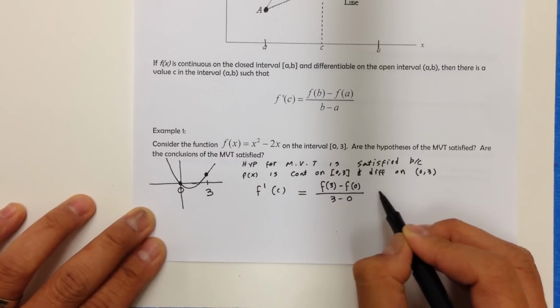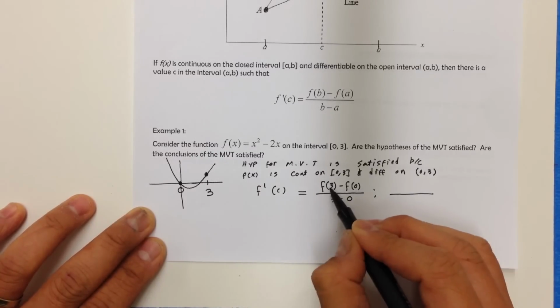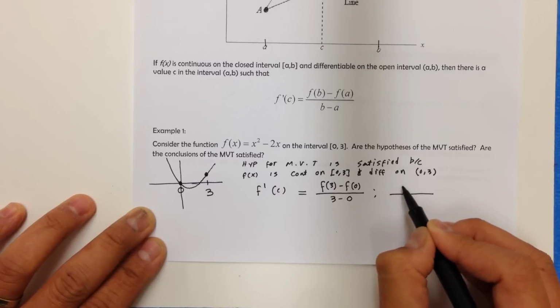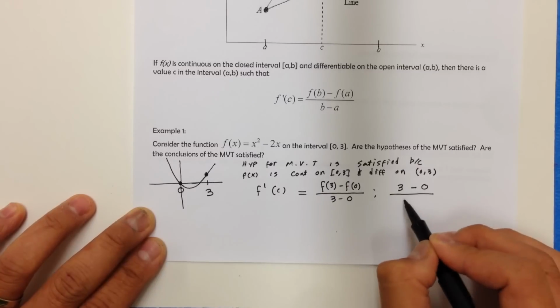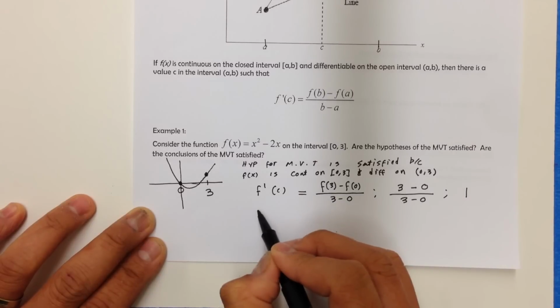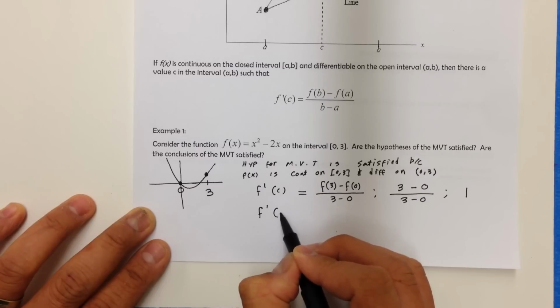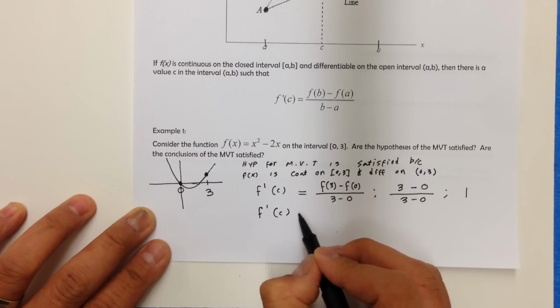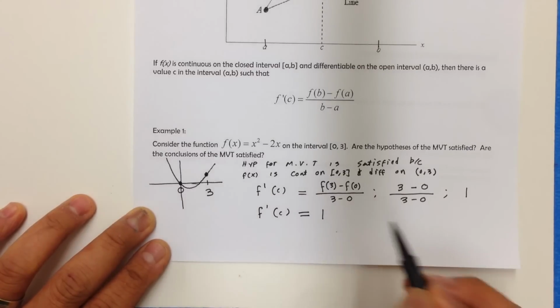So first, we find out what this value is. f at 3: you plug that in, you get 9 minus 6, which is 3. So f at 3 is 3. And if you plug 0 in, you get 0. Which gives us a slope of 1. So the mean value theorem tells us that there is some number between 0 and 3 such that the slope at that number equals 1.